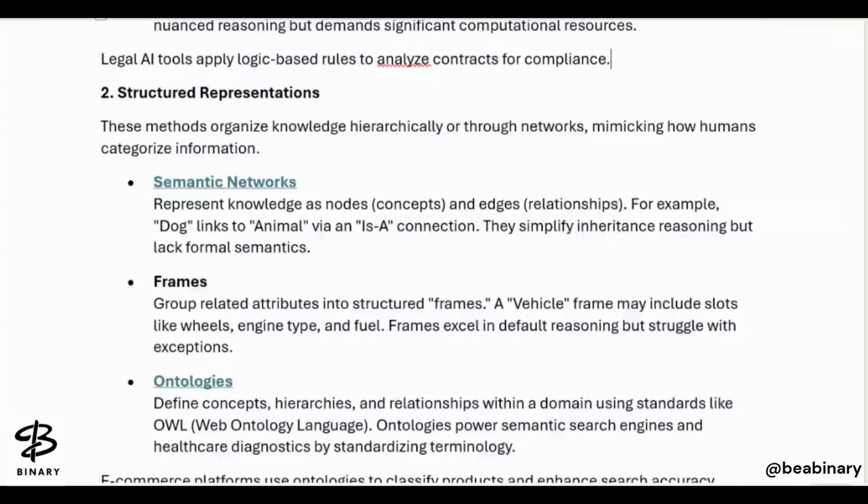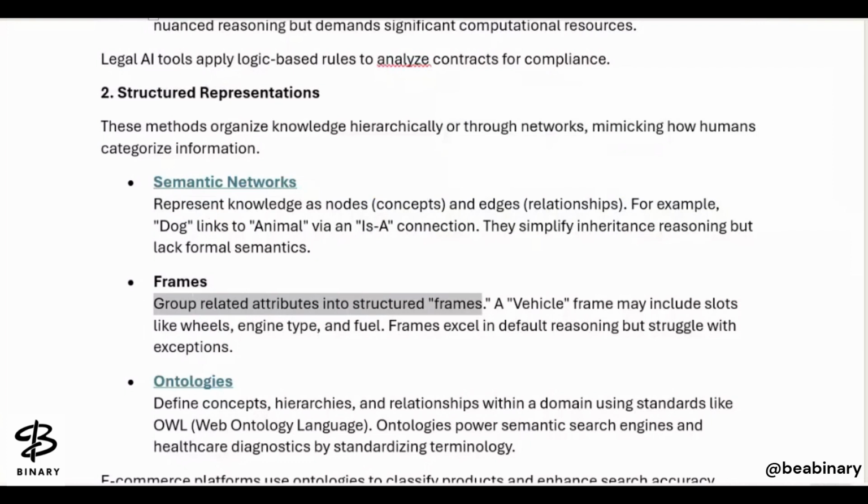So here, it represents knowledge as nodes and edges. When we are going to understand the concepts and the relationships between those concepts, we use a semantic network. For example, dog links to animal with the help of an is-a connection. So they simplify inheritance reasoning but lack formal semantics. Right? So here we will talk about various semantic networks also that represent the structured, graphical representation simply. Now another is frames. Frames group related attributes into structured frames.